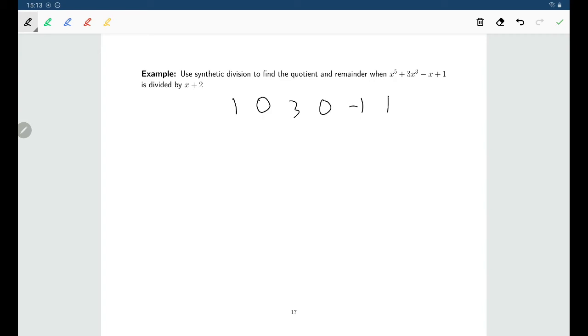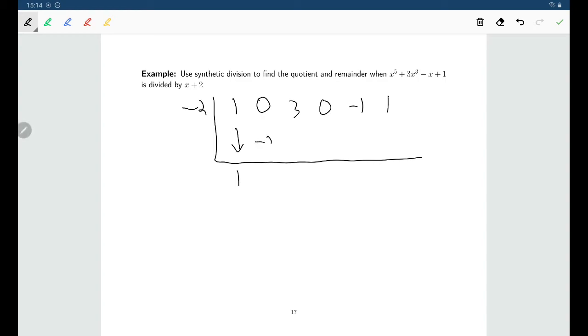And as I said, for any missing powers of x, the coefficient is 0. There are 0x to the 4s and there are 0x squareds. So I have 1, 0, 3, 0, negative 1, and 1. Those are all of my coefficients. I'm dividing by x plus 2, so I'm going to use the opposite of plus 2. I'll use negative 2. And the first move is always to bring down. And then from that point on, it's just multiplying, then adding.